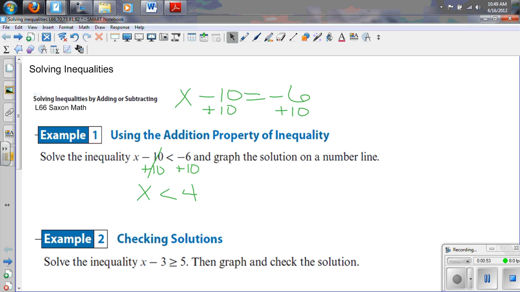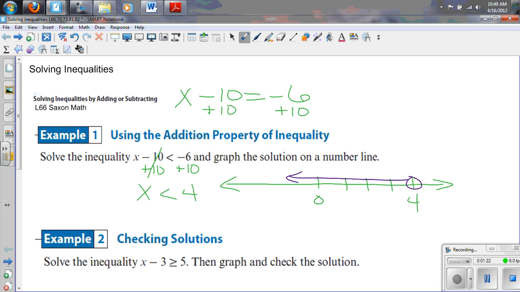And then we can graph that on a number line. And so we have 0, we have 1, 2, 3, and 4. And on 4, again, it is an open circle because we're not including 4. It's not equal to 4. So we have an open circle on 4, and we're talking about things that are less than 4. So what's less than 4? 3, 2, 1, 0, negative 1. Those are all less than 4.